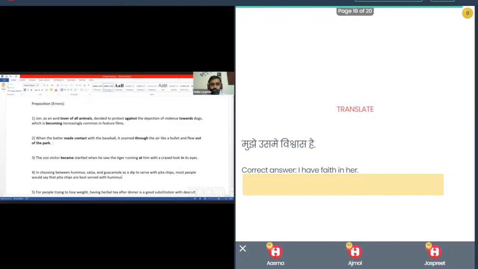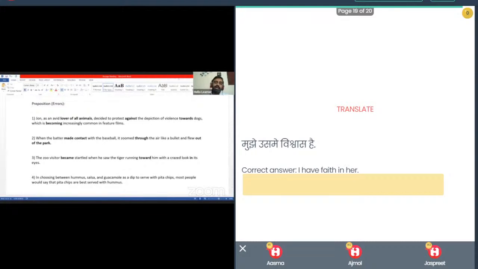Okay, sir. So I don't see any mistake, sir. Okay, no problem. You don't see any mistake. Anyone else sees any mistake? Sir, running towards him, sir. Excellent. Very good. Running towards him should be correct here. Absolutely right. So the zoo visitor became startled, basically shocked, when he saw the tiger running toward.